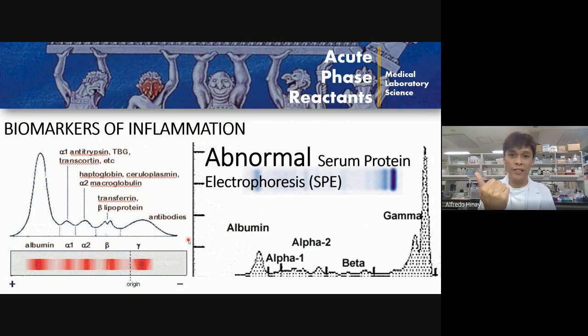Okay, antibodies. So, what are antibodies? We will discuss that when we reach antigens and antibodies, like the different types of antibodies and their functions.